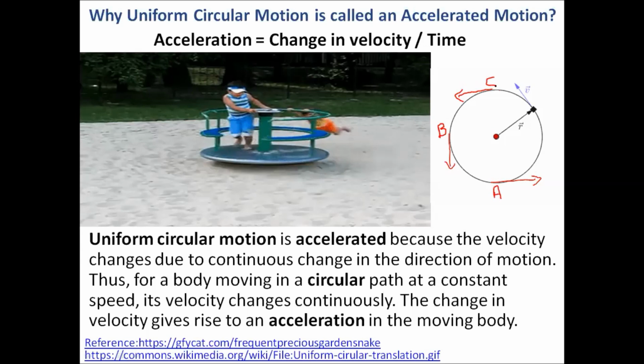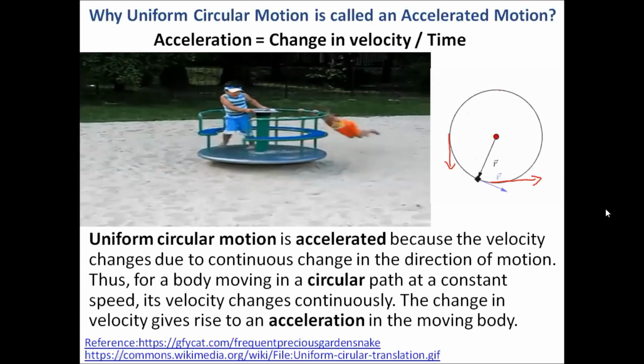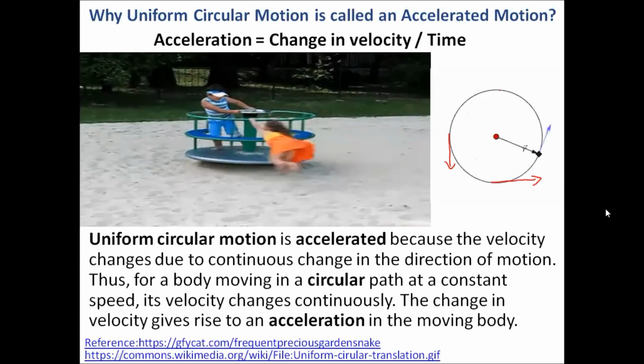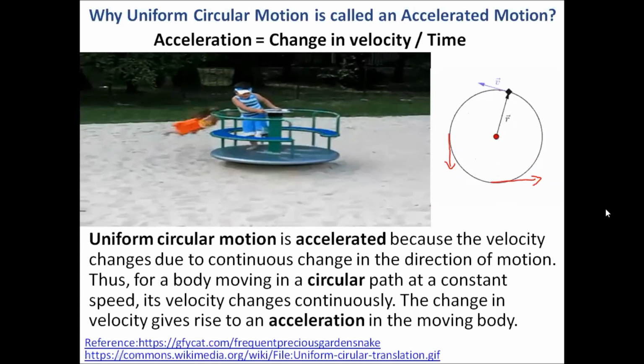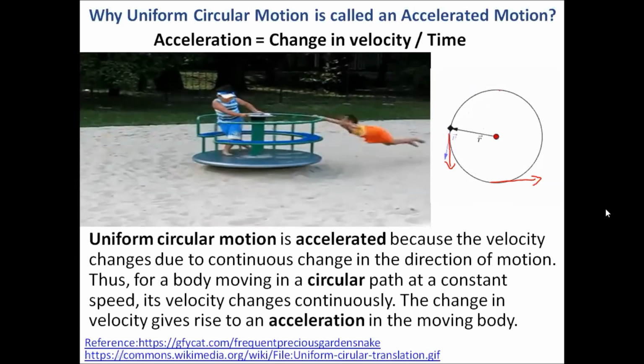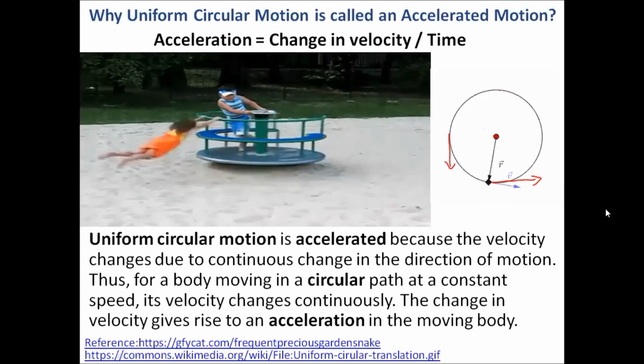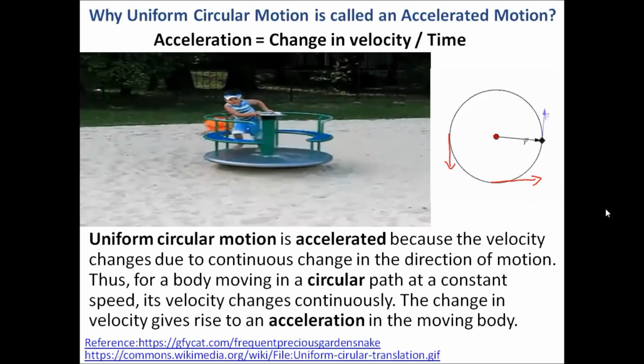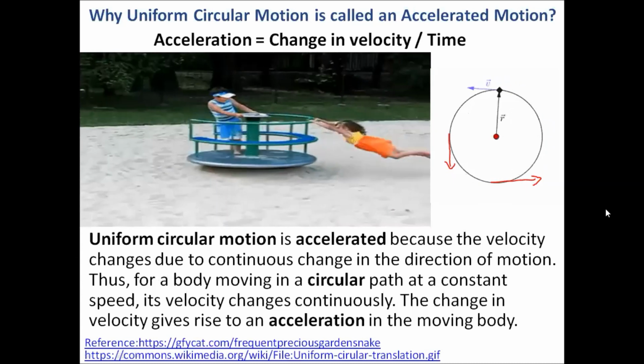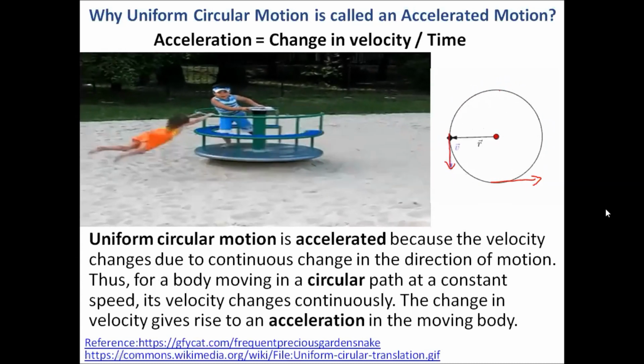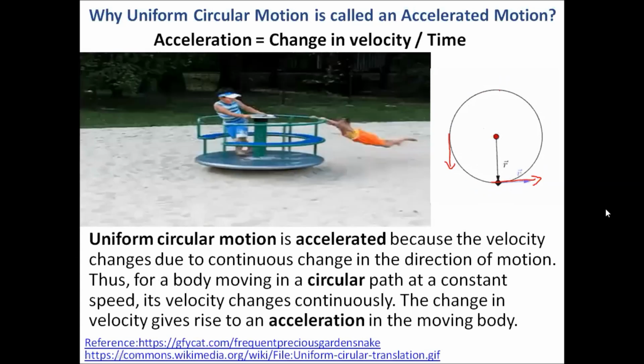And we know velocity is speed with direction. So we can say when a body moves in uniform circular motion, its velocity changes. And change in velocity per unit time is called acceleration. Therefore, we can say uniform circular motion is called an accelerated motion.